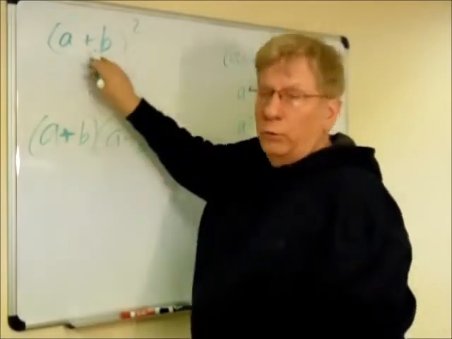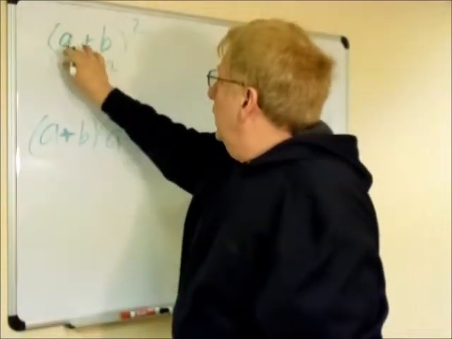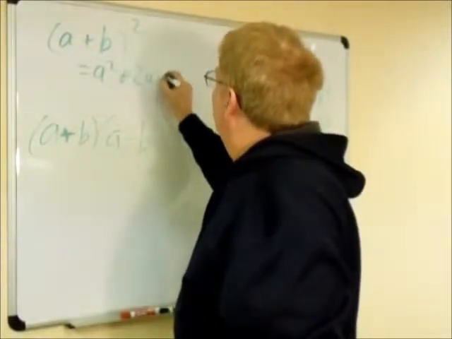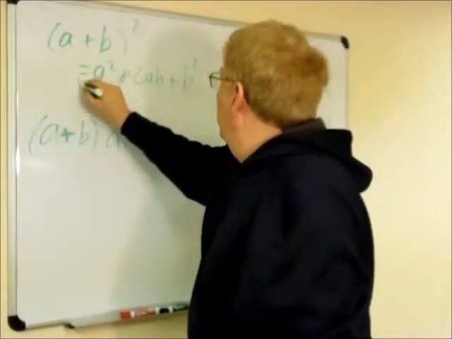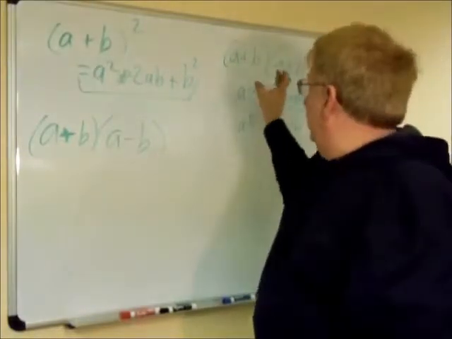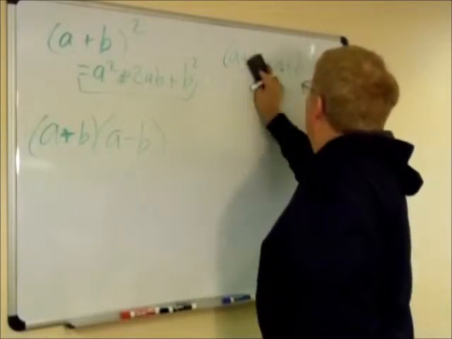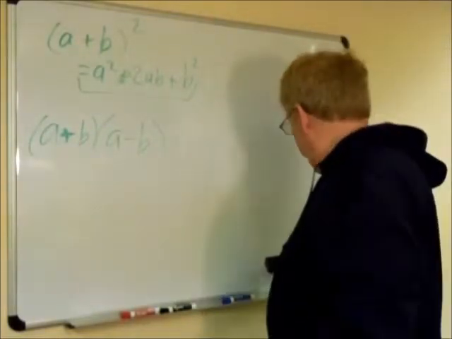It's a pattern for any squared binomial. So the first term squared, 2 times the first times the last, and then the last term squared. And there's the pattern. So you can just use it without thinking about it, or you can go back to the FOIL method and derive it. So again, if you've got it memorized, great. If you don't, use the FOIL method.